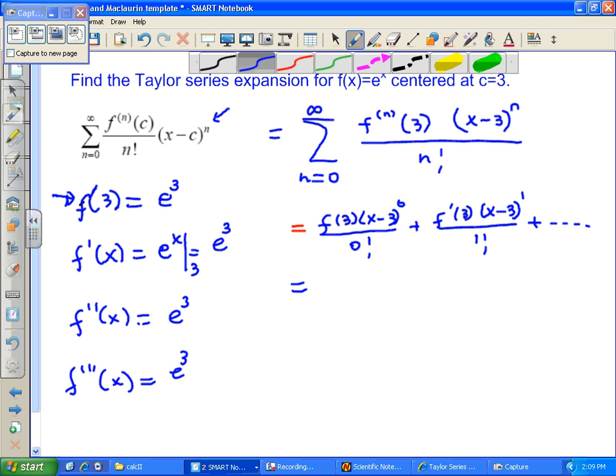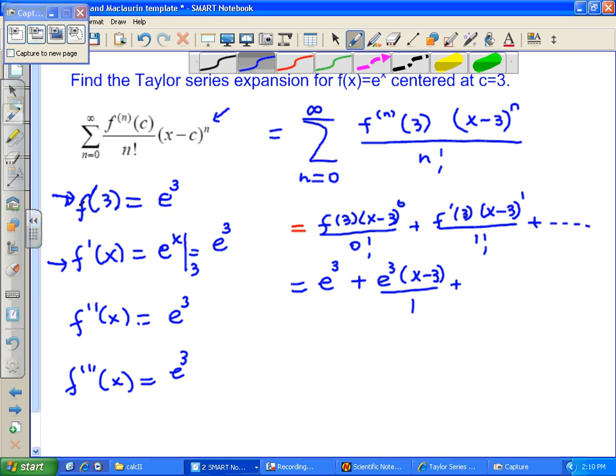What is f of 3 for this question? f of 3 is e to the 3rd power, right? x minus 3 to the 0th is 1. 0 factorial is 1. So those are going to disappear. All you have is e to the 3rd. Plus, what is f prime of 3? f prime was here, right? All of these derivatives are going to be e to the 3rd for this function, times x minus 3 to the 1st power over 1 factorial.